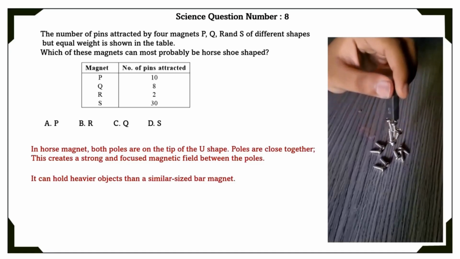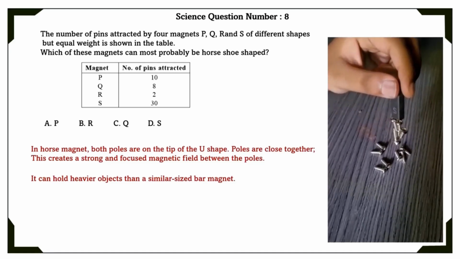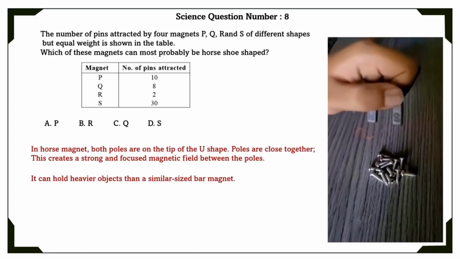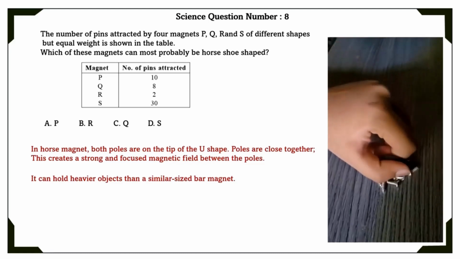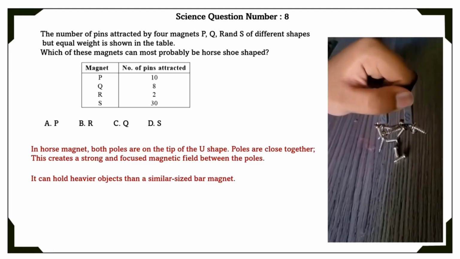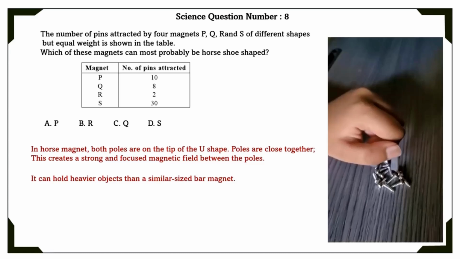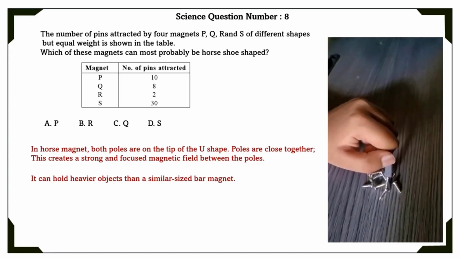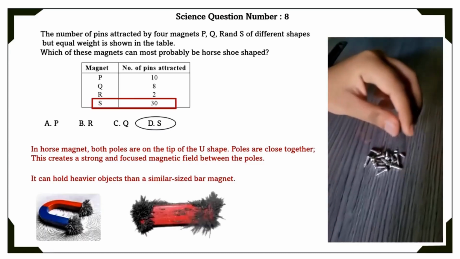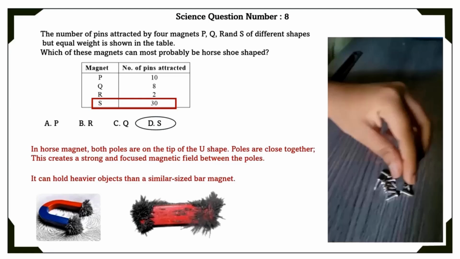In a horseshoe magnet, both poles are at the tips of the U shape. Both poles are close together. This creates a strong and focused magnetic field between the poles. It can hold heavier objects than a similar sized magnet. So the correct option is the D option.